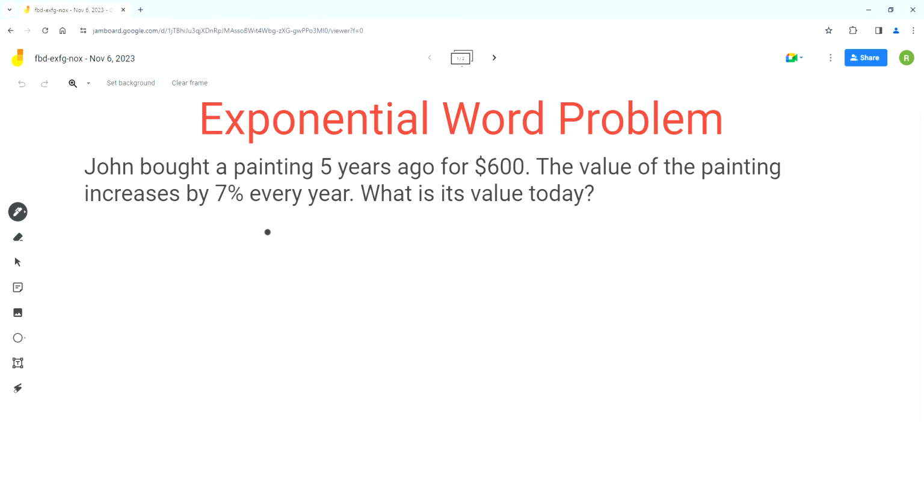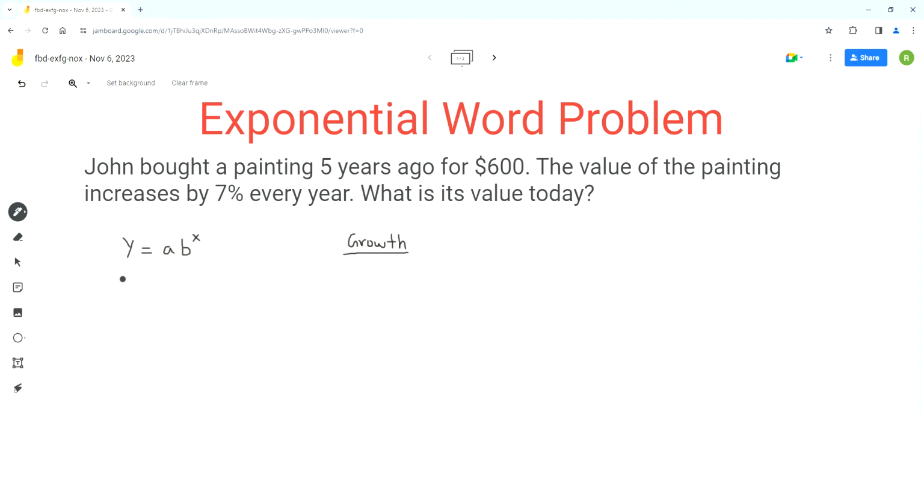So we'll start by writing the general equation for the exponential model, and the general equation is y equals a times b to the power x. Now this problem is a case of growth because the value of the painting is increasing every year. So it's a case of growth, not decay.